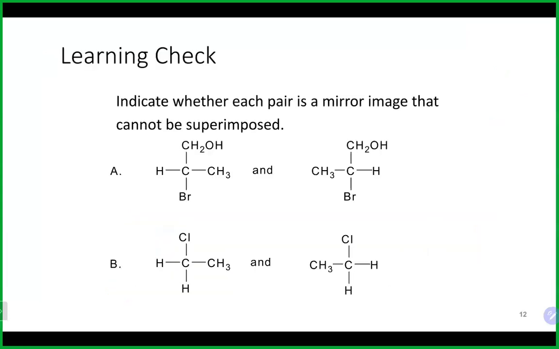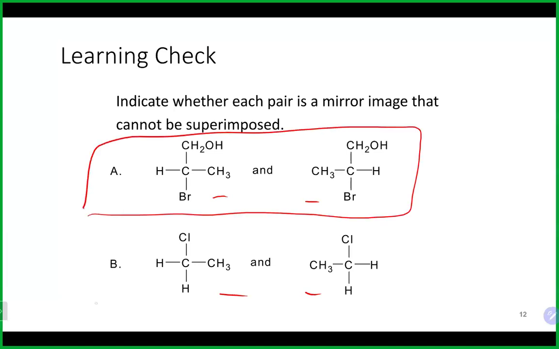All right, so let's take a look at this here. Indicate whether each pair is a mirror image that cannot be superimposed. I feel like that's a double negative, but maybe. So take a moment. We're comparing this one to this one, and this one to this one. And we want to know whether they can be superimposed or not. That's a better way of wording the question.